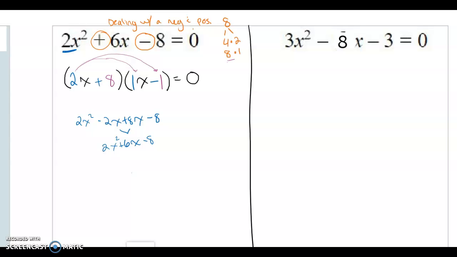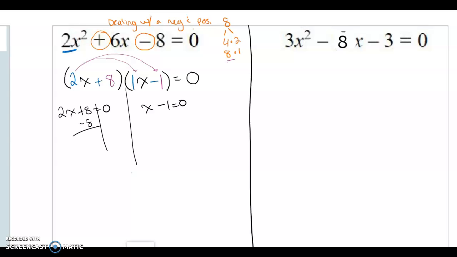But we get 8, 7, 6. And that's what we're looking for: a positive 6x and a negative 8, which we got. It's always good to double check to make sure you did it right, so that way we get the accurate x-intercepts. So now I'm going to cut these in half, right? Set them both equal to 0.